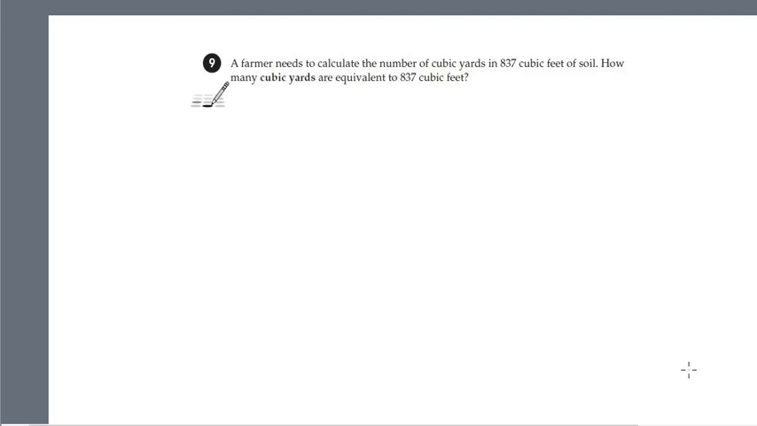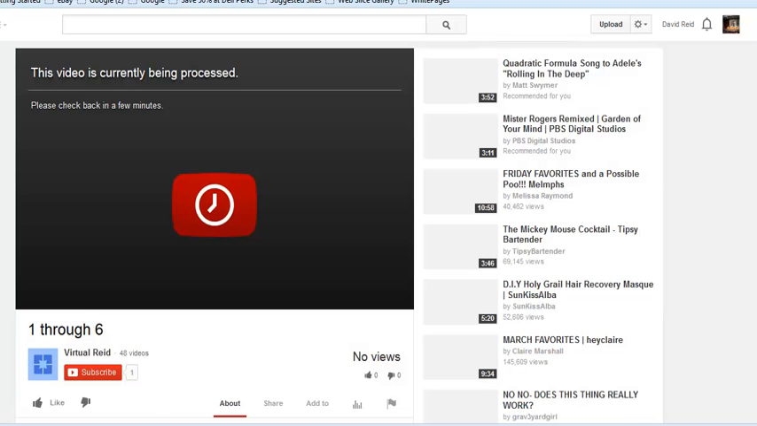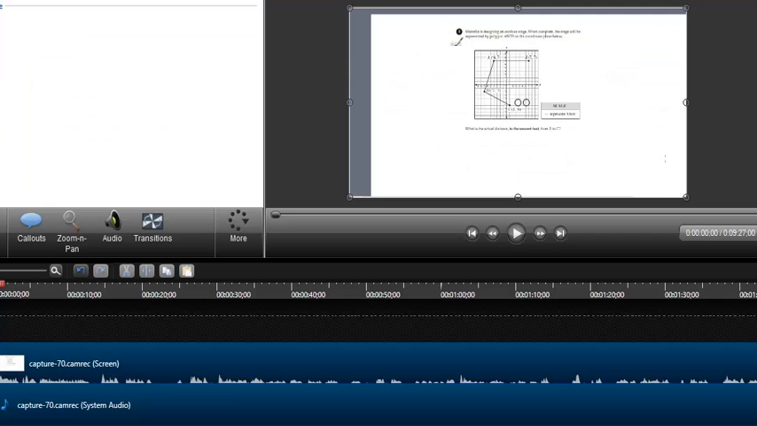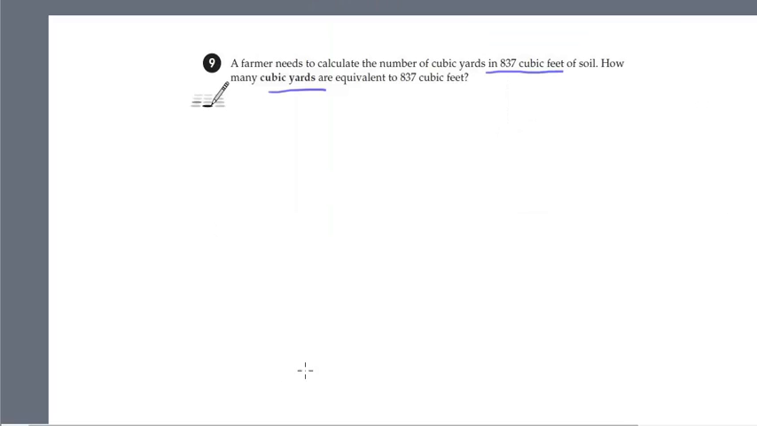Okay, so in this problem, the farmer is trying to go from cubic yards to cubic feet. And in the past it's been easy to go from square feet, which is 3 times 3, which is 9. But now we're talking cubic. So we have to multiply that again, which is times 3 again, which is 27.